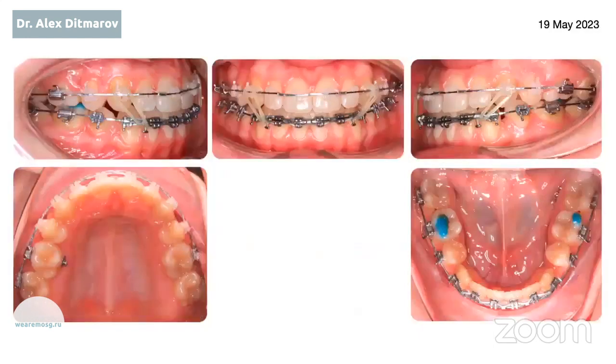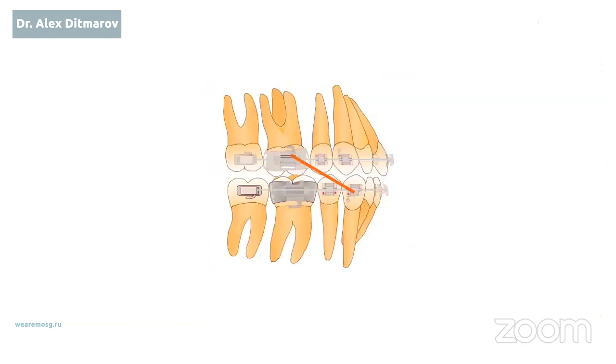And then I closed all the spaces. And I was using class 3 elastics, but not the usual class 3 elastics from upper molars to lower canines, but class 3 elastics which are moved slightly mesially. Why so? I want to go to some basic biomechanics about elastics.